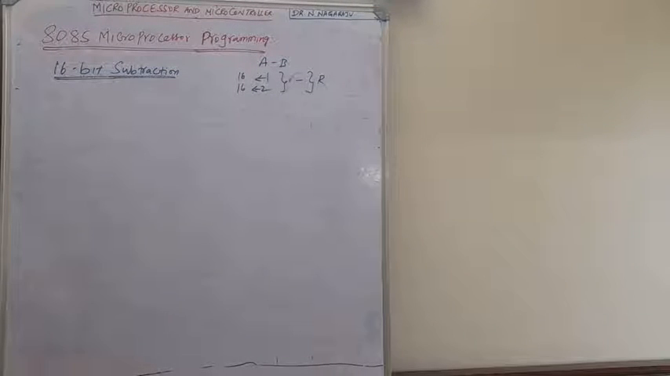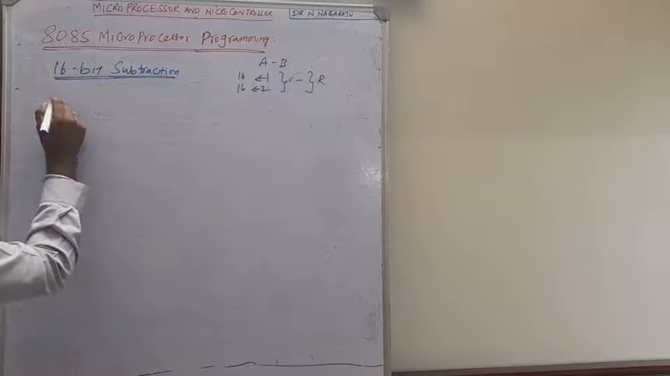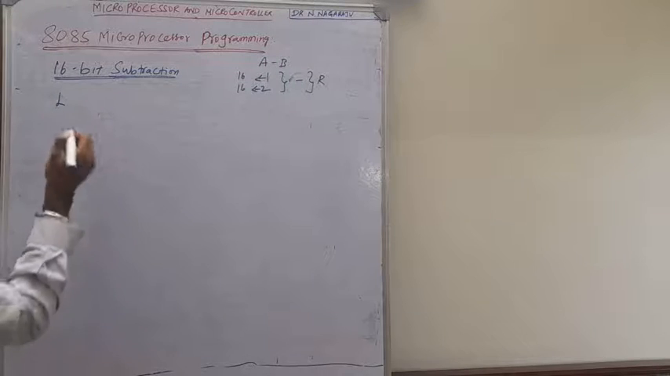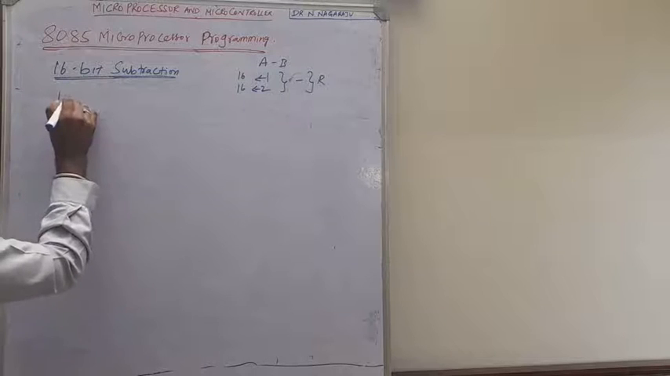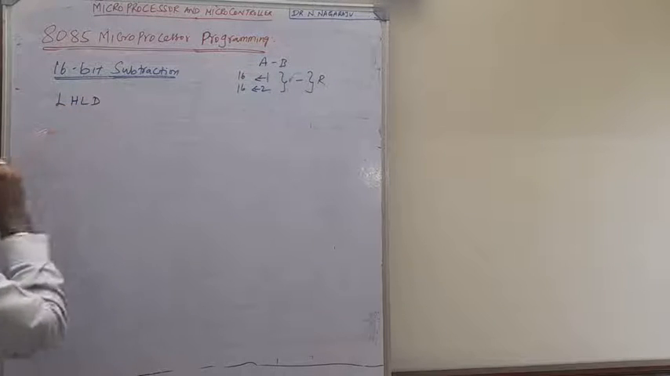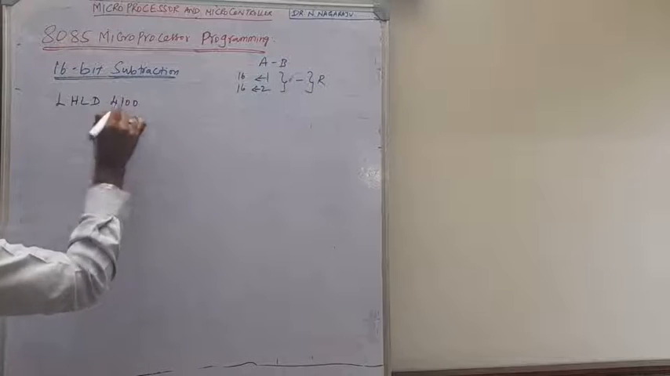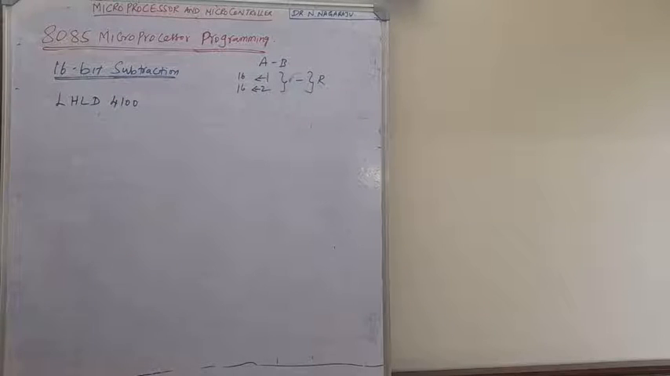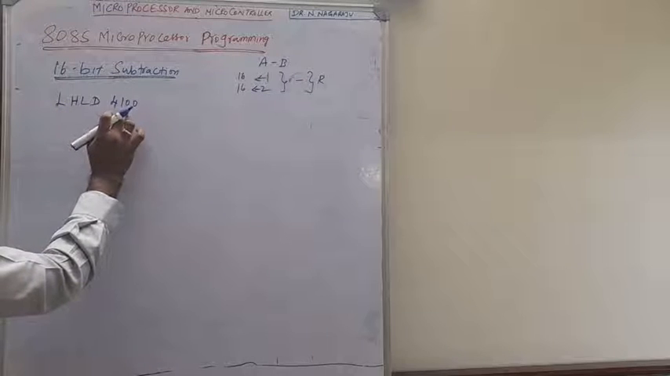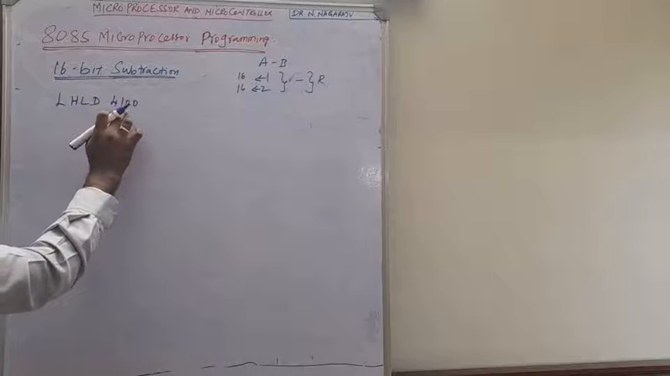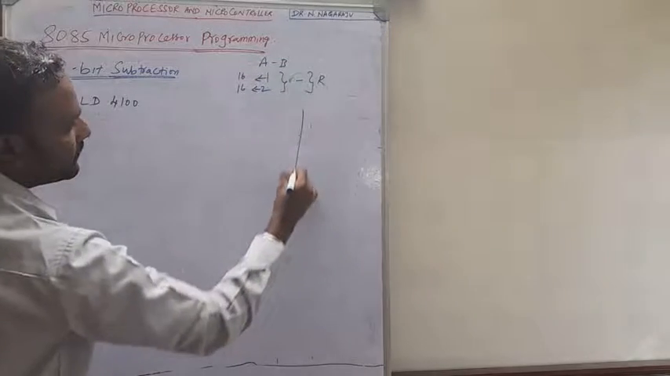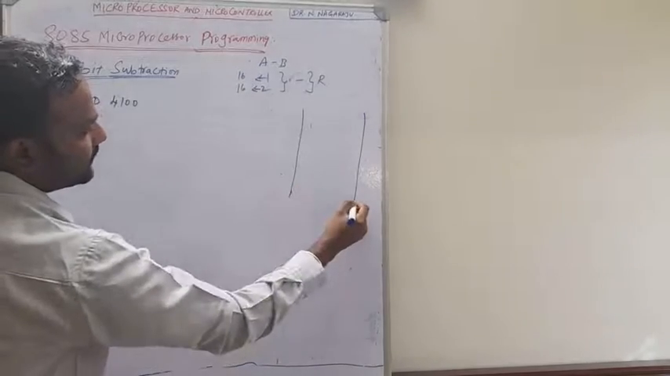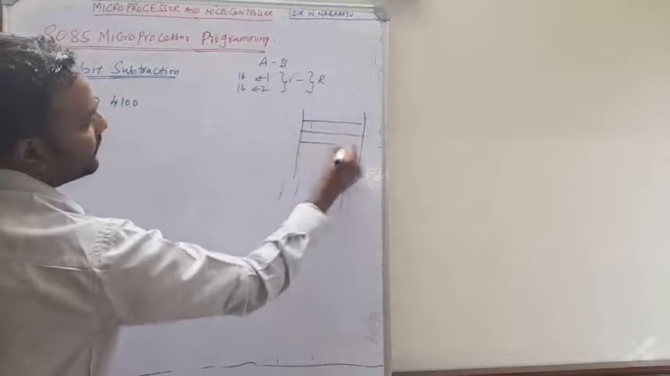Now I am going to do the operation. First I am going to take the first data. How to access the first direct 16-bit data I have already explained in the previous video on 16-bit addition. That is LHLD 4100. Here I am initializing the HL pair with 4100. LHLD 4100 indicates that HL will act as the memory reference pointer.